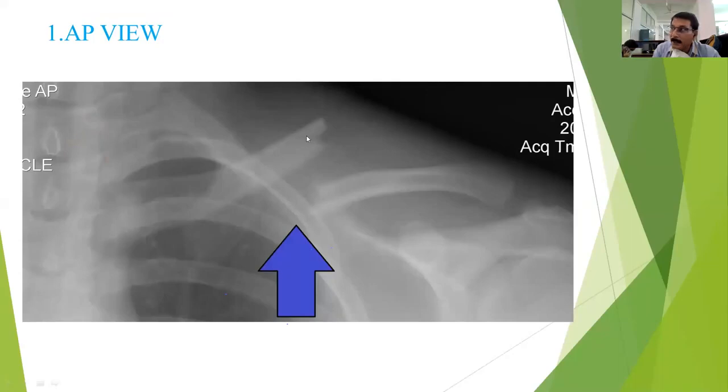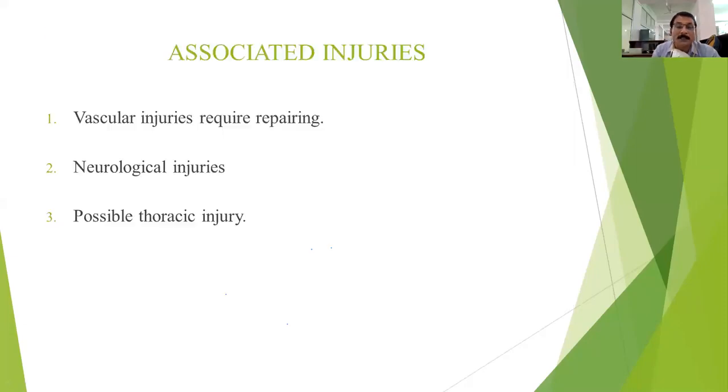If an X-ray is done, you will find one fragment going up, one going down. There is displacement because of the sternocleidomastoid muscle attached here pulling it up, and the weight of the limb pulling it down. That is why you will find the fragment getting displaced in the case of fracture.